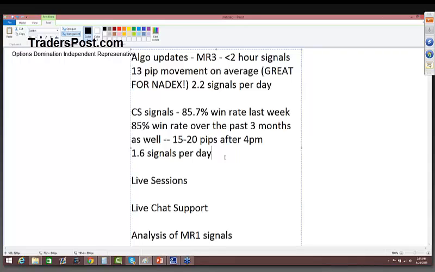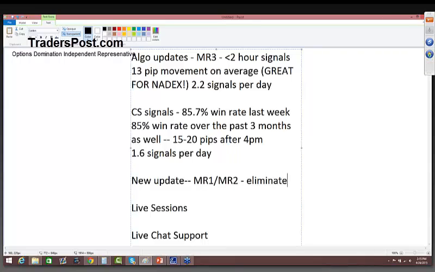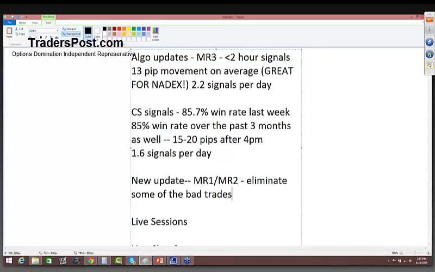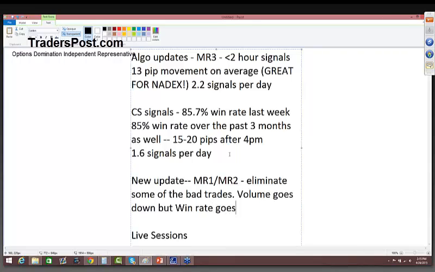And what this will also allow us to do is to release the next update to MR1 and MR2, where the number of signals are going to go down slightly, but your win rate is going to go up, in some cases substantially. Like over the past month, actually, MR2's win rate would have climbed by 4.5%, I believe, if this new change was in place. But the volume would have gone down by about 30%. So once again, the new update to MR1 and MR2 will eliminate some of the bad trades, basically. Okay, so volume goes down, but win rate goes up.